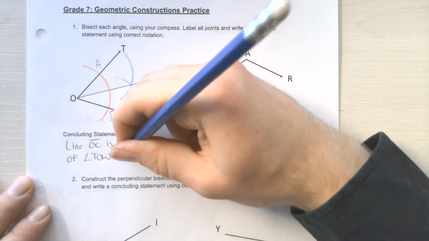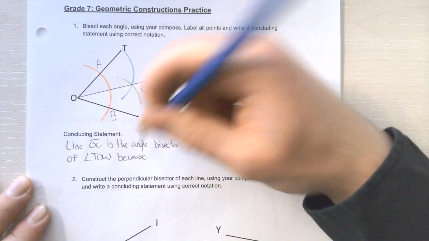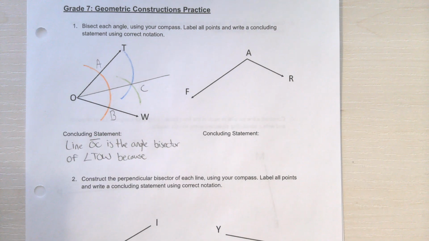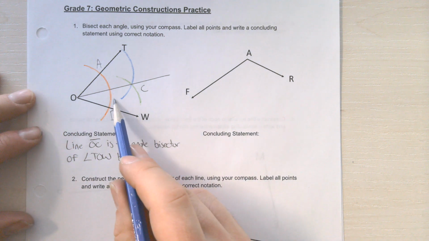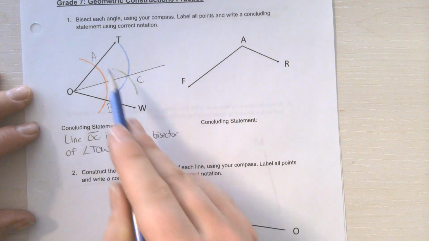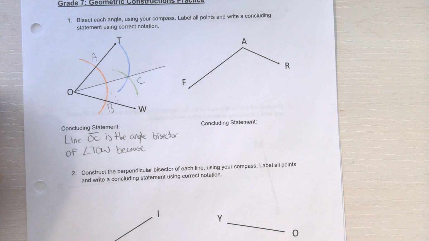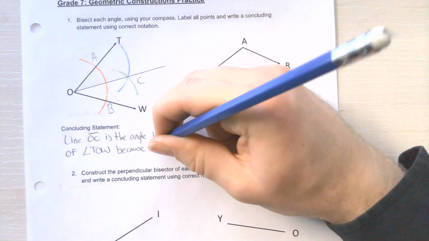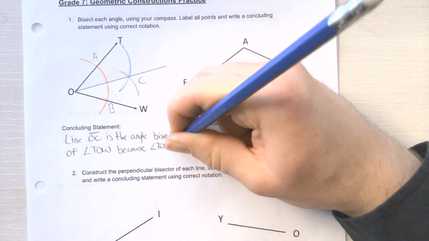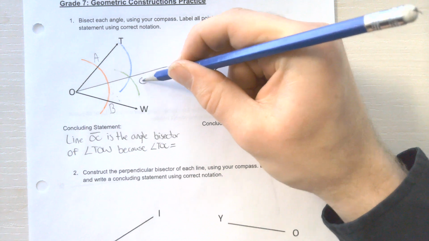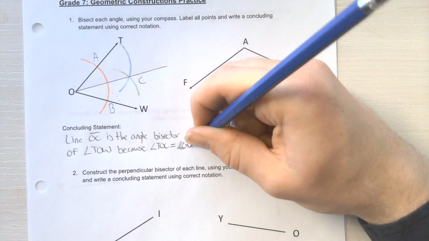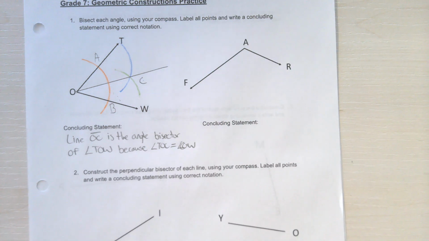And why would that be? Well, the angle bisector should cut our big angle into two equal parts. So if you measure the top part of your angle and the bottom part of your angle, they should now be equal measurements. And those would be angle TOC, the top one, and that should be equal to angle COW. So those should be equal measurements.